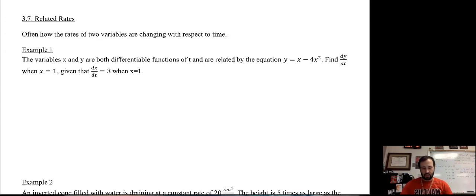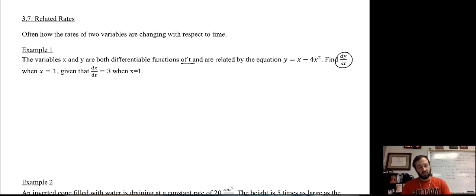The variables x and y are both differentiable functions, which means they are continuous, of t. So they are functions of time. So this is like y of t, x of t, and so on and so forth, but we're not going to worry about writing it like that. Related by the equation y equals x minus 4x squared, find dy/dt when x equals 1, given that dx/dt equals 3. And notice with these, the derivatives are done with respect to time.